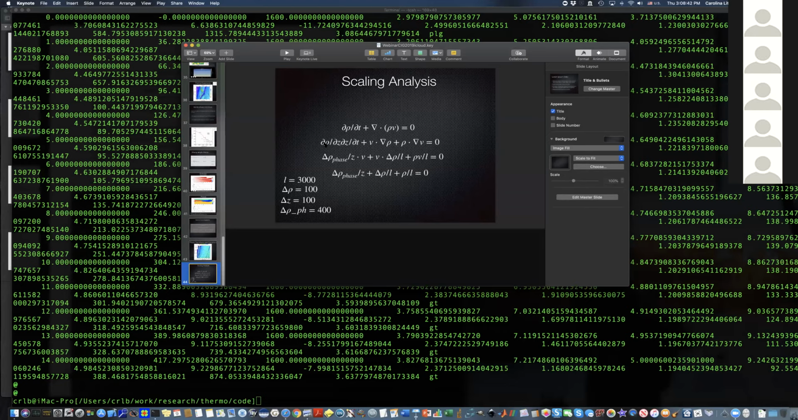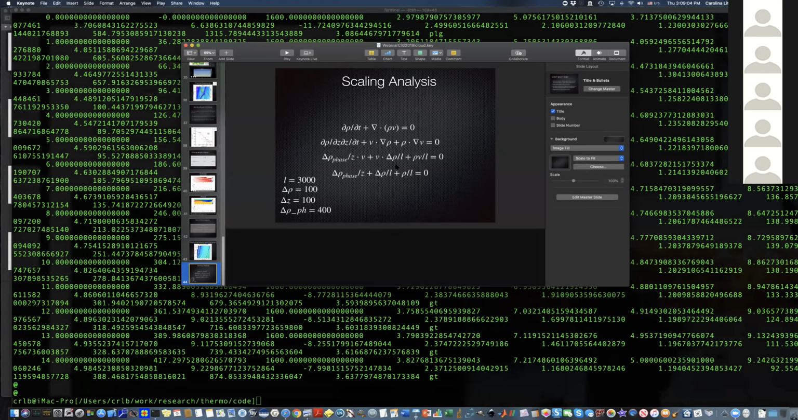So that you get d rho dz, dz dt, and then you have these other terms. dz dt is just the velocity of the flow, just like here. But then this part is delta rho phase divided by z, which is the width of the phase transition. And this is the delta rho that sort of drives the flow and so on.